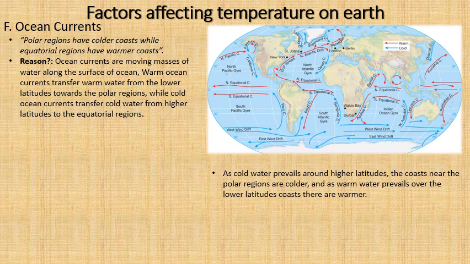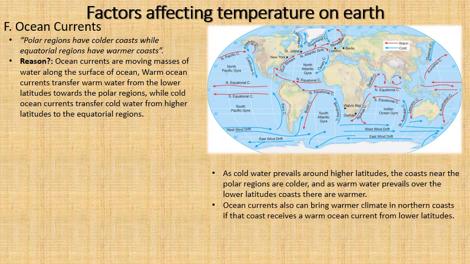As cold water prevails around higher latitudes, you can see a lot of blue lines along higher latitudes, which means along 60° north, 60° south, 70°, 80°, 90° north and south, where the Arctic region and the Antarctic region are seen. These blue lines indicate cold waters. So with cold water prevailing at higher latitudes or polar regions, the coast there will be colder. Warm water prevailing over lower latitudes, the coast there will be warmer.